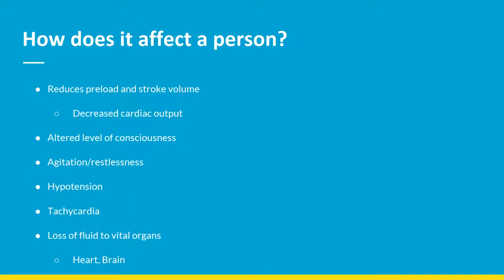So how does it affect a person? It reduces the preload and stroke volume, which causes a decrease in cardiac output. There's an altered level of consciousness, agitation, restlessness, hypotension, tachycardia, and loss of fluid to vital organs such as the heart and brain mainly, but also to the liver and spleen as well.